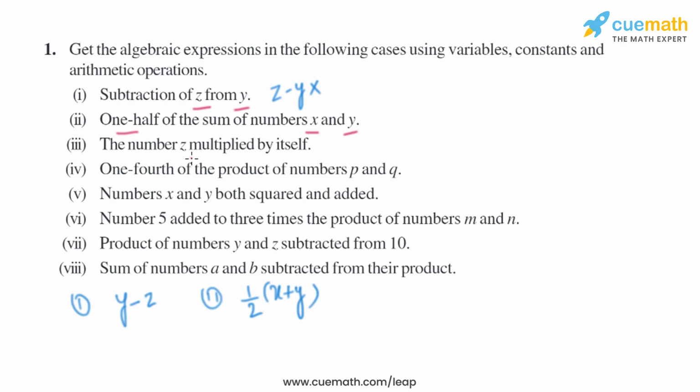Now let's move on to the third part. The number z multiplied by itself. So basically we are multiplying z by itself. So it can be written as z into z, which is the same as z square.